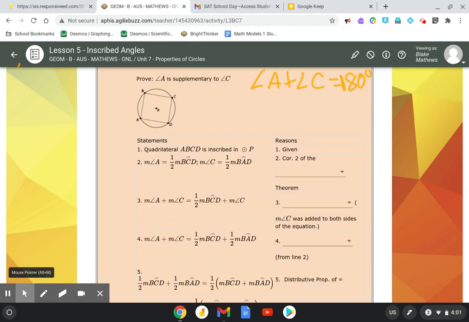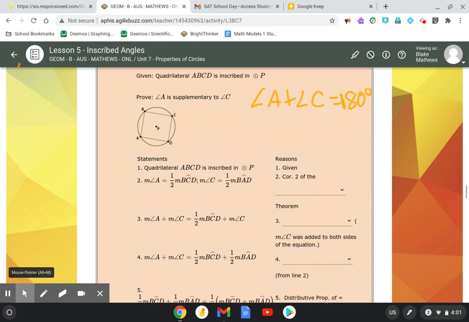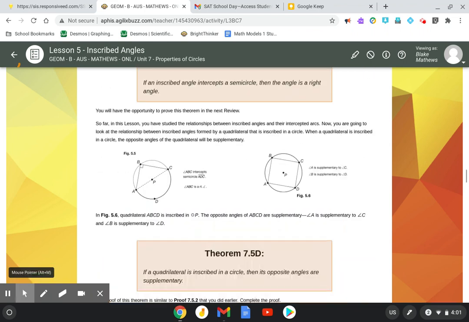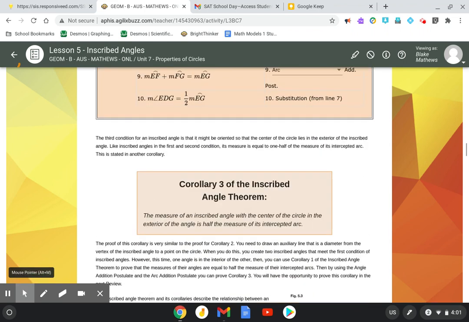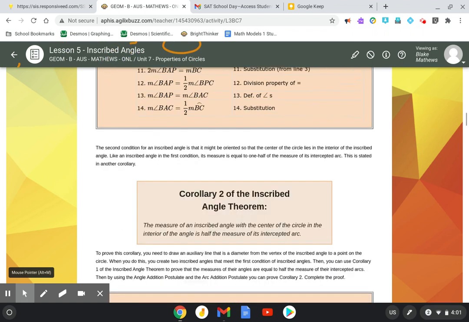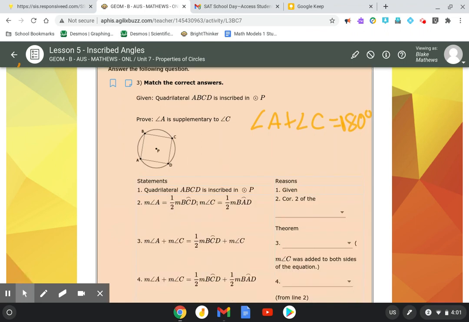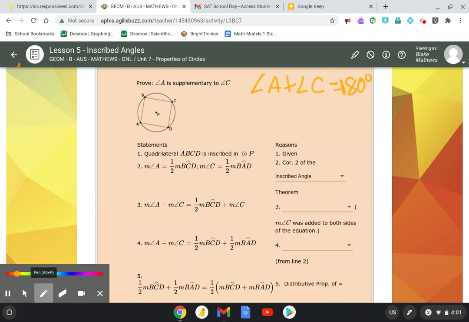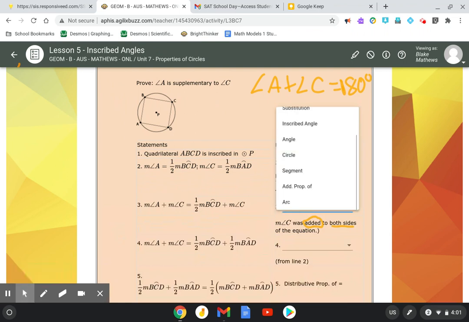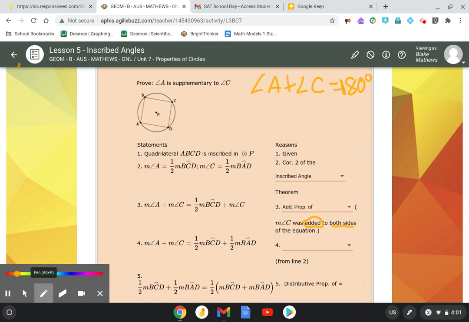So they've given us the quadrilateral. They've started by using one of the corollaries. Let's see, corollary 2, I think, is coming from up here. Let's find it. It's right here, corollary 2 of the inscribed angle theorem. So let's go look and see if that's one of our options. And there it is, inscribed angle theorem. Then they've said here they've added something to both sides. Anytime we do that, we're talking about addition property of equality. So I'll put my equal signs there because they're somehow missing.